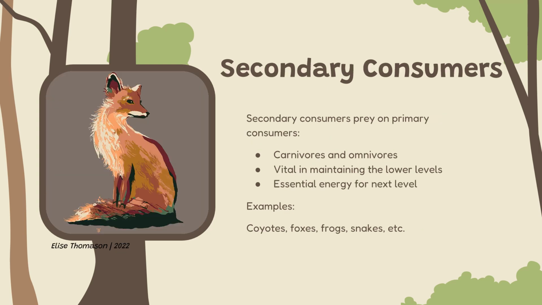Secondary consumers are comprised of carnivores and omnivores that prey on the levels below them. Without this trophic level, primary consumers would not be kept in check and the problems I discussed in the last slide would quickly occur. Even though there are fewer secondary consumers, they provide essential energy for the next level and are fluid, meaning a squirrel that eats nuts and fruits is considered a primary consumer, but once it starts eating insects and baby birds, that makes it a secondary consumer. Some examples would be coyotes, foxes, frogs, and snakes.